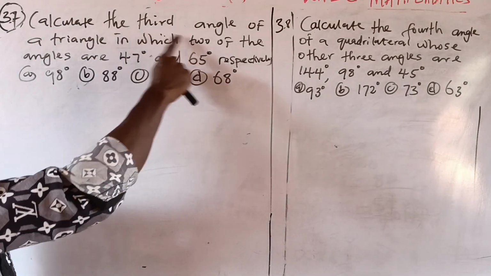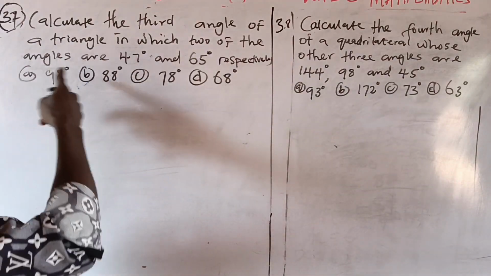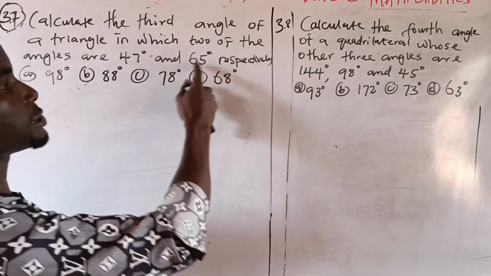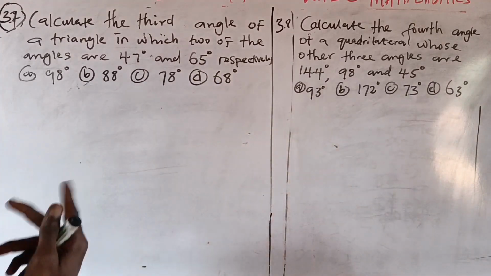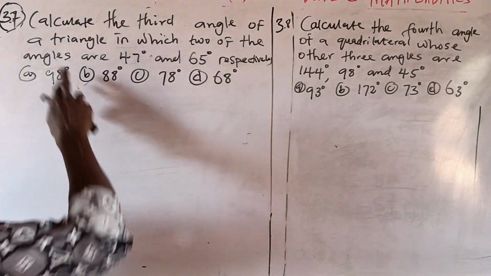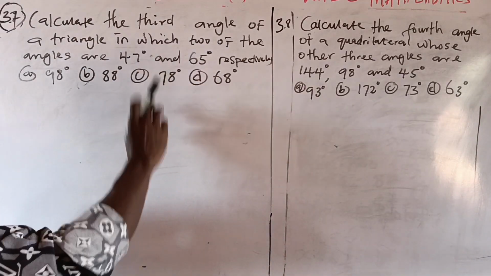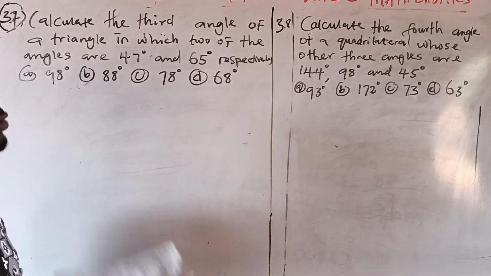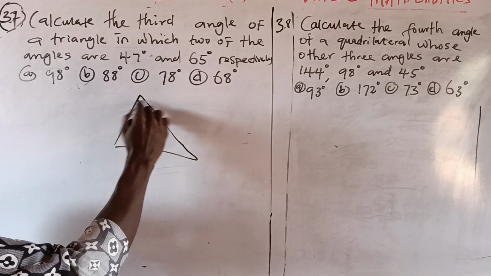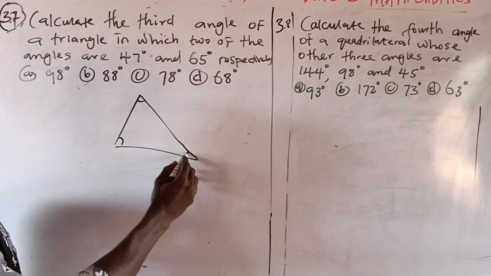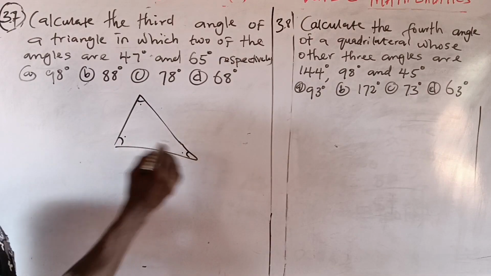Question 37. Calculate the third angle of a triangle in which two of the angles are 47 degrees and 65 degrees respectively. So two angles are given. Don't forget, they ask us to calculate the third angle of a triangle. For example, this is the shape of a triangle. This is an angle, this is an angle, and this is an angle. So they gave us two of the angles, and it remains the third.